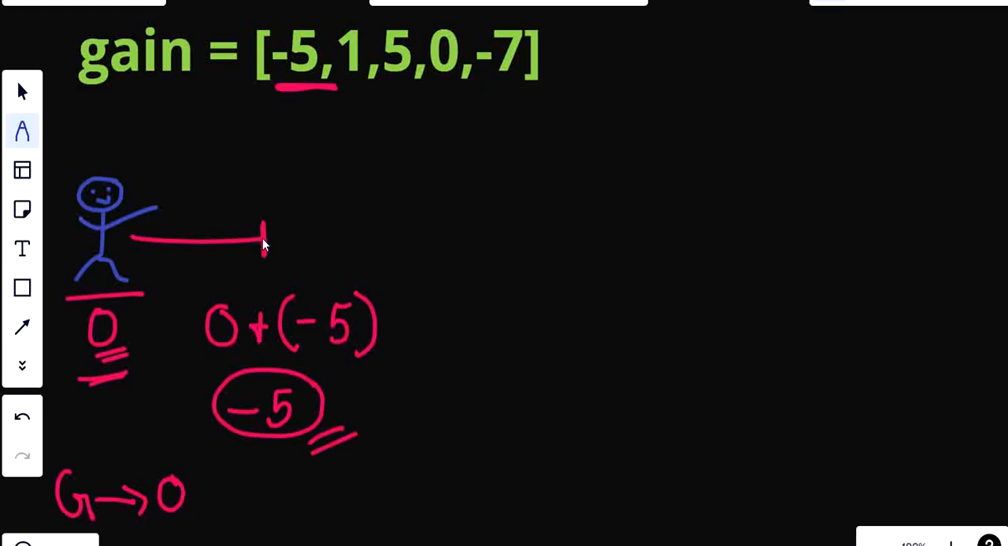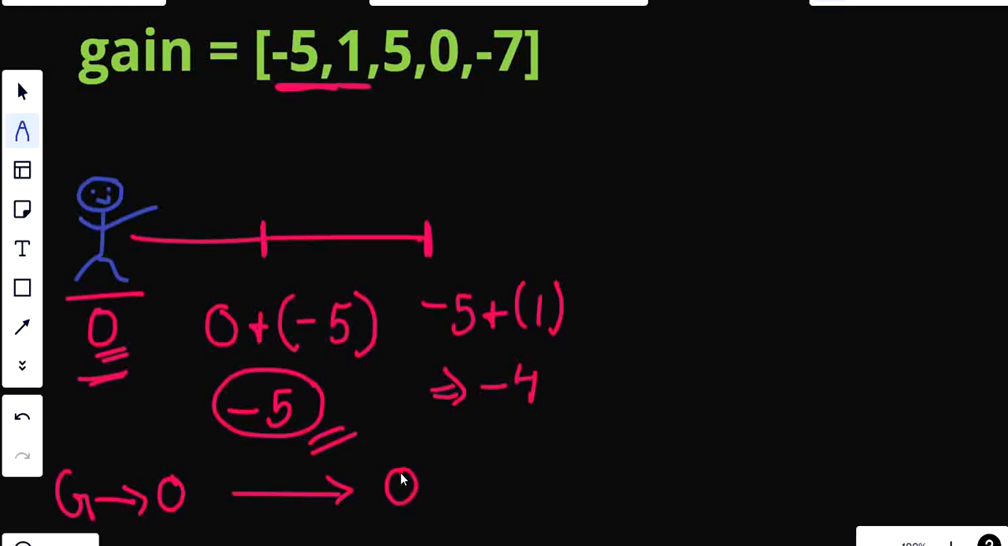Now again I will move forward, and after traveling some distance, at this point the gain in the altitude is 1. So I will again take the previous value, that is -5, and add the current value, that is 1, and the sum will become -4. Do we need to update the greatest altitude? No, because the max of 0 and -4 is still going to be 0.